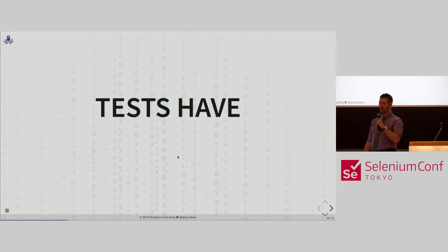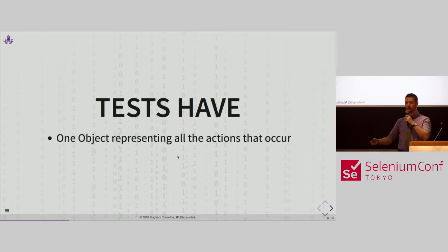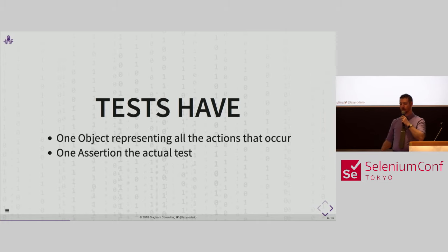It's hot up here. So, when you start using the FLUENT pattern, essentially all of your tests follow the same sort of structure. There is one object representing all the actions that occur within the test, and one assertion which is the actual test. That makes debugging amazing because if the test fails during the object, that means the test failed while setting up the test. If the test fails at the assertion line, that means that it was a legitimate failure. It makes debugging amazing.